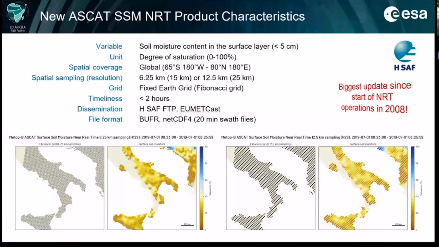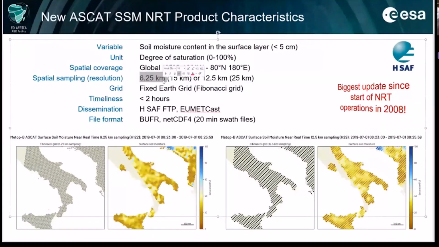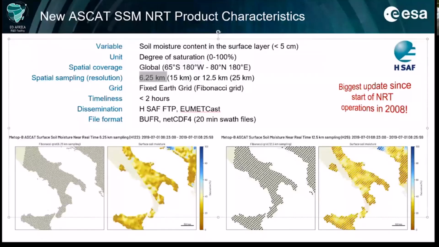We start the whole processing also from a more raw data set than we did in the past. This has made it possible that we now move to a grid of 6.25 kilometers. Please let me also highlight that there's a difference between spatial sampling and spatial resolution. When I call the product 6.25 kilometer, I refer to the sampling of the product, so the spacing in which the grid points are on the Earth's surface. The actual resolution, so the footprint of the data, is closer to 15 kilometers.